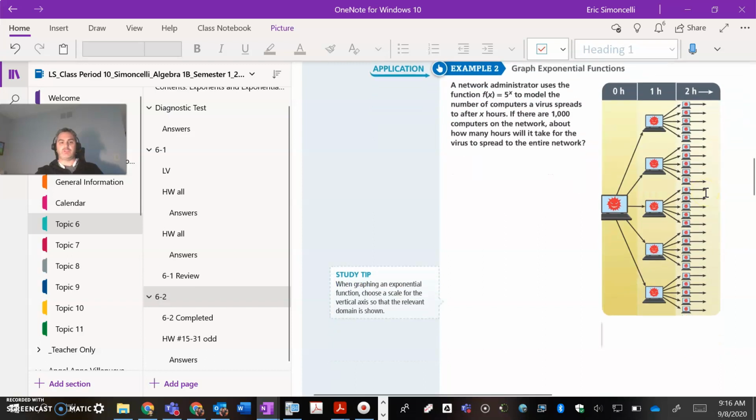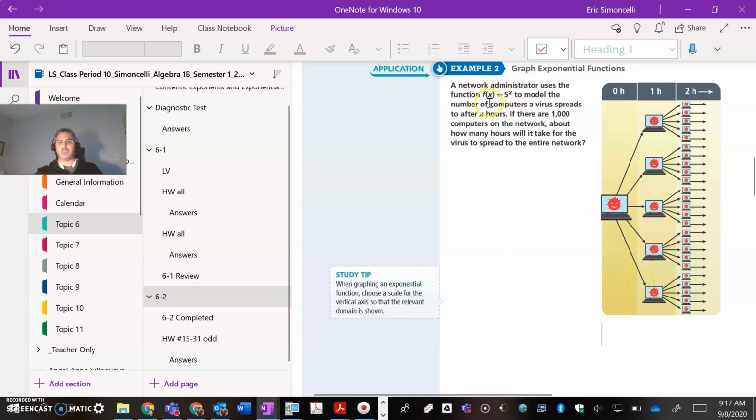A network administrator uses the function f of x equals 5 to the x to model the number of computers a virus spreads to after x hours. If there are 1,000 computers on the network, about how many hours will it take for the virus to spread to the entire network? Okay, so you see 0 hours, here's 1 computer; 1 hour, 1, 2, 3, 4, 5 computers, and so on and so forth.